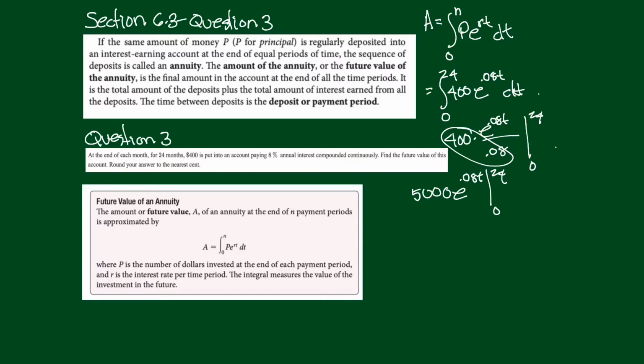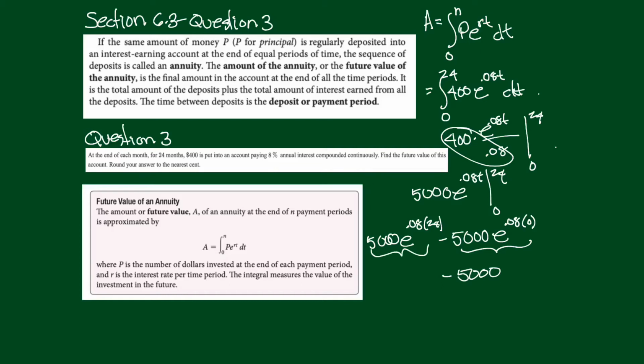All right, let's put in the upper and the lower limits here. So we're going to have 5,000 e to the 0.08 times 24 minus, now be careful here, 5,000 e to the 0.08 times 0. Now this part here, in the past problems, that's just been going out. But look what you've got here. 0.08 times 0 is 0. e to the 0 is 1. 1 times 5,000 is 5,000. So this is going to be minus 5,000.